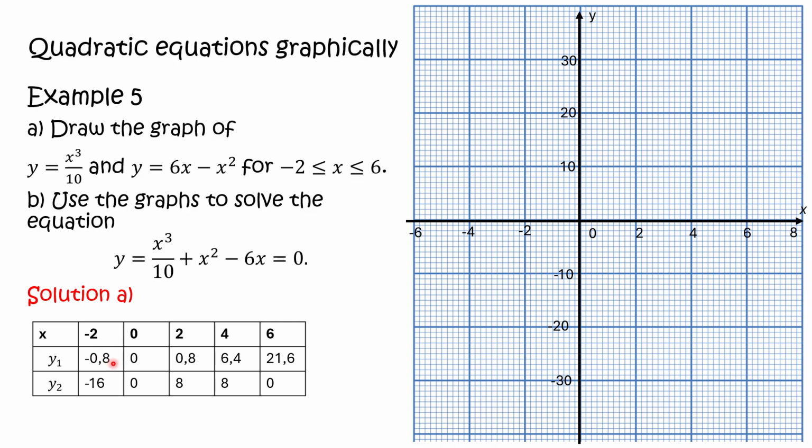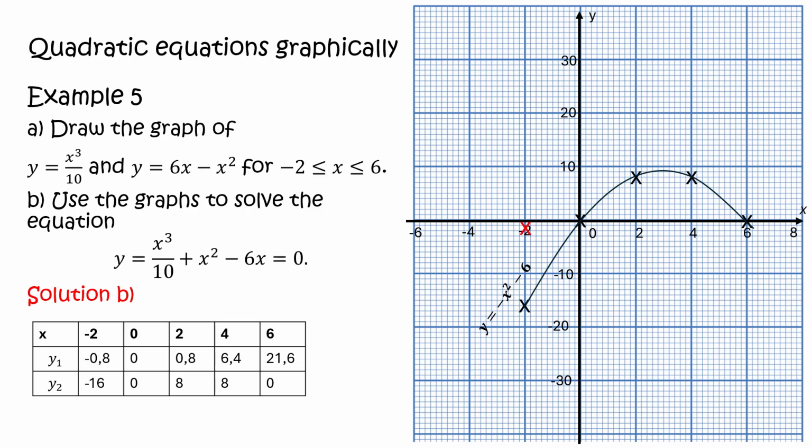Great, so let's start with the first one. So we are going to have the points over here. So the points is -2, -16. That's the quadratic one that I'm starting with. Then we go to the next point, 0, 0, then 2, 8, 4, 8, 6, 0. Then I connect the points with a smooth curve, and upon completing the points, I make sure that I label my graph. Then we move on to the cubic one.